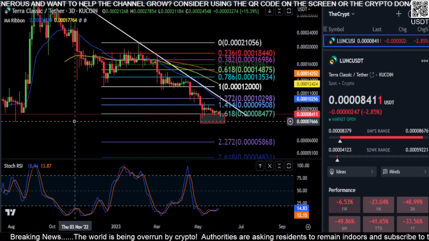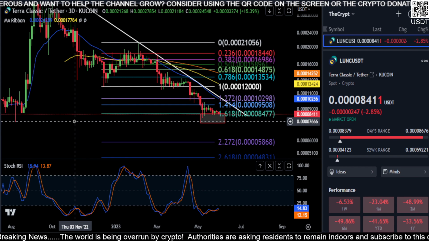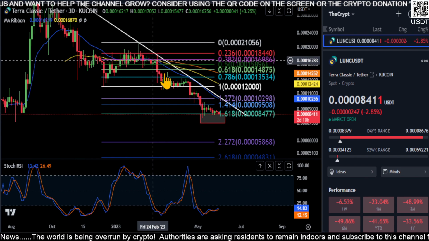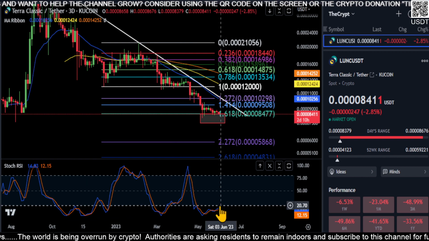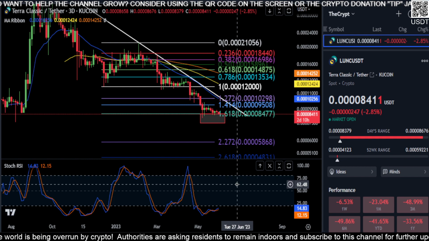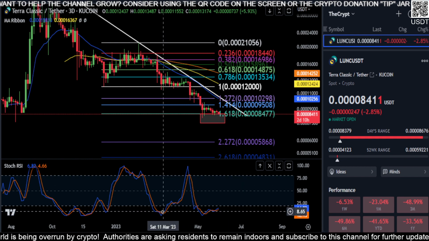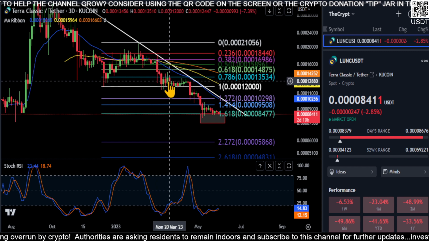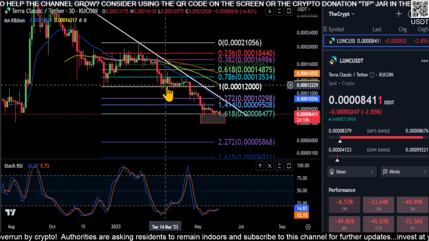We are going to look at Luna Classic. So, a couple of things to point out here. First, we're going to start off on the 3-day chart here. And I just want you guys to notice that we're in this area where the stock RSI is starting to curl up from the bottom. The last time we were here and we started to curl up, the price for Luna Classic stayed completely flat here, as you can see.